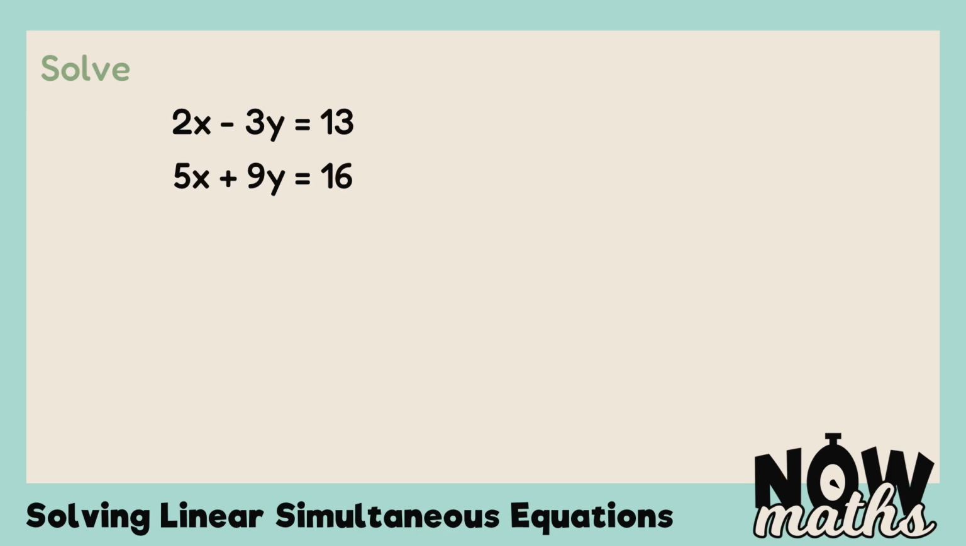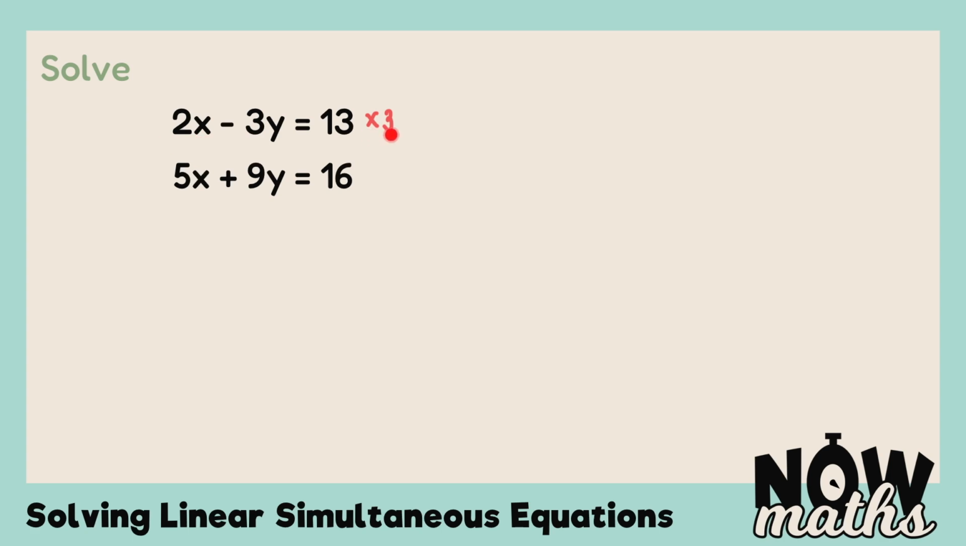So this time, looking at the coefficients of x, we have 2 and 5. 2 is not a factor of 5. So let's look at the coefficients of y. We have 3 and 9. 3 is a factor of 9, and if we multiply 3y by 3, we would get 9y. So we're going to multiply the entire equation by 3. And again, as long as we multiply the entire equation by 3, we're not changing the solutions.